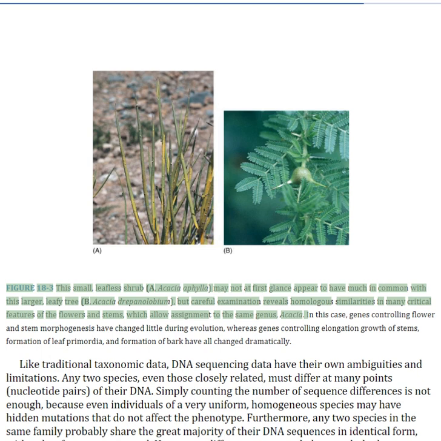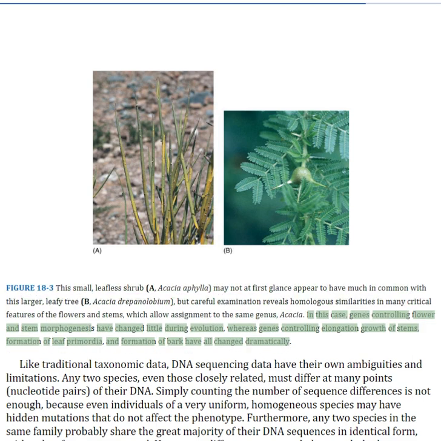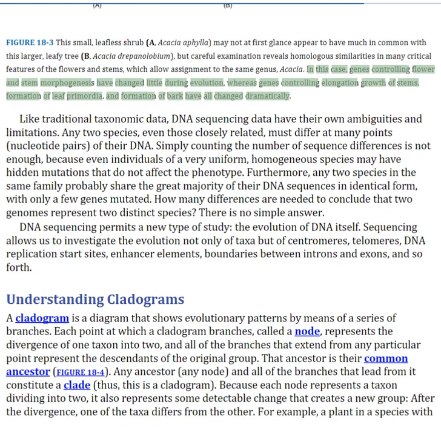Figure 18.3: This small, leafless shrub may not at first glance appear to have much in common with this larger, leafy tree, but careful examination reveals homologous similarities in many critical features of the flowers and stems, which allow assignment to the same genus, Acacia. In this case, genes controlling flower and stem morphogenesis have changed little during evolution, whereas genes controlling elongation growth of stems, formation of leaf primordia, and formation of bark have all changed dramatically.